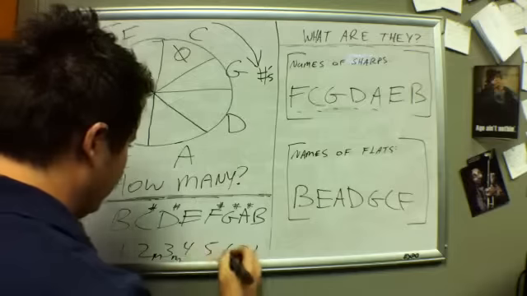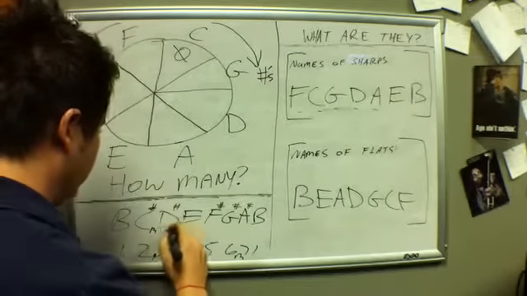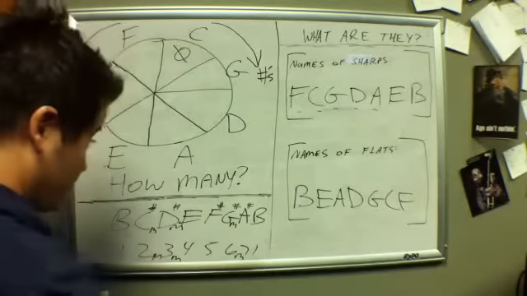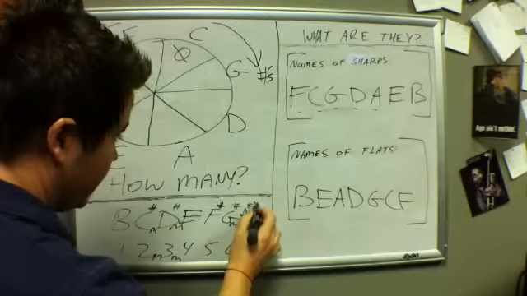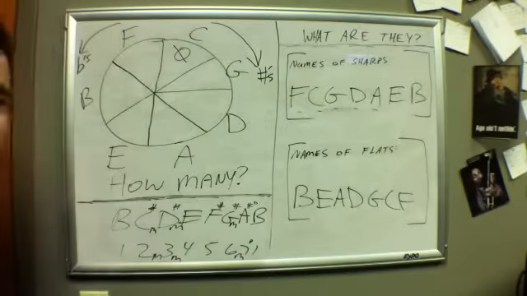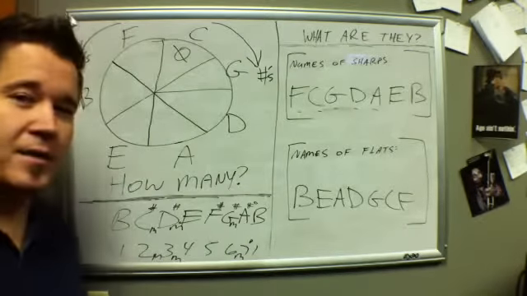2, 3, 6 are minor. 7 is diminished. Now you know the key of B. This is a process that is super simple.